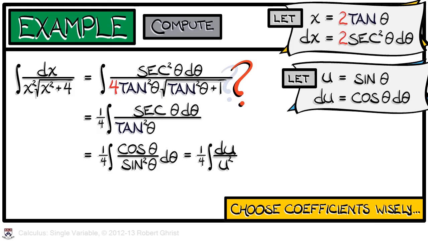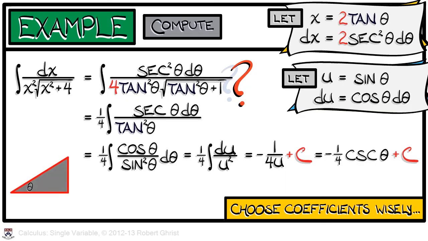We get, after substituting u equals sine theta, 1/4 the integral of du over u squared. This is negative 1 over 4u plus a constant. Substituting back in for theta, we get negative 1/4 cosecant theta plus a constant. Oh wait, we're still not done. We need our final answer in terms of x.